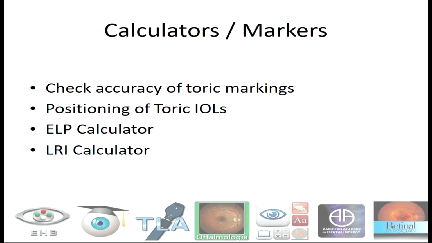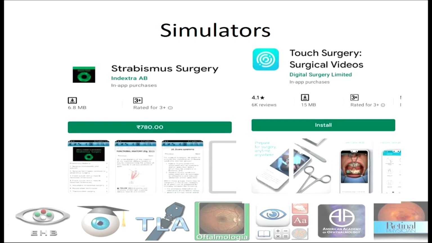Calculators and markers, a lot of them are available in your app, so you can check the accuracy of your toric markings, positioning of your IOLs. You have the effective lens position calculator, so that also helps, and the LRI calculator, so you can just enter in your astigmatism and it will give you the incision size, site and all that kind of things. Simulators, like we have already seen, you have one for strabismus surgery also, and surgical videos and touch surgery apps are available, which you can use for your practice.